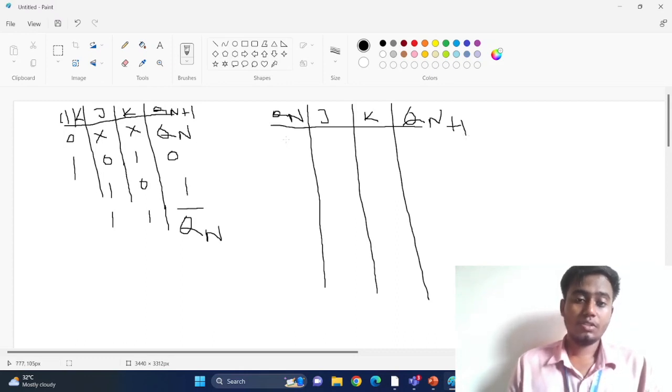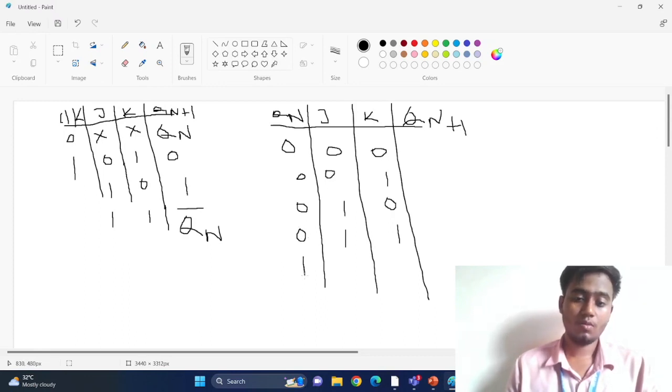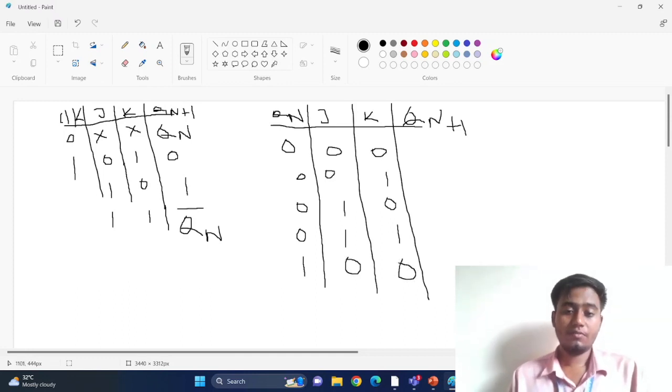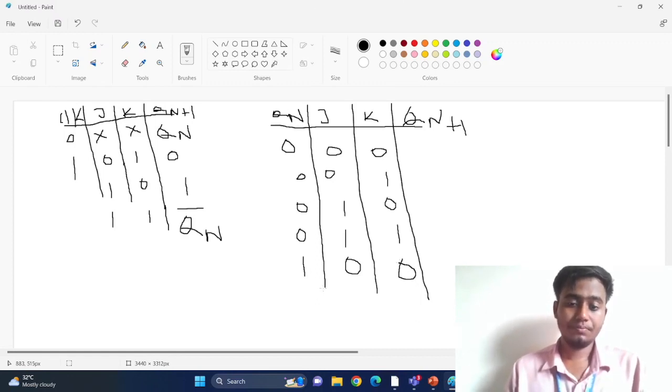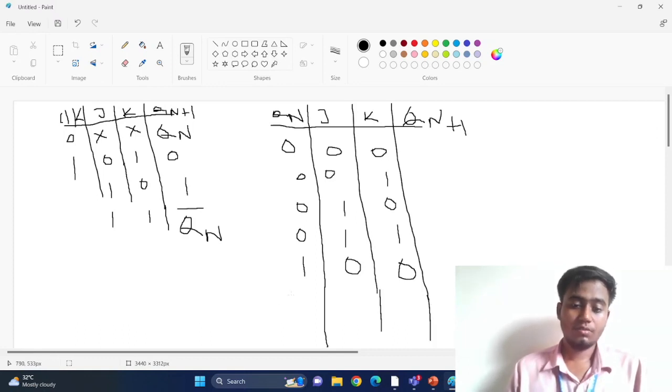Now let's put our values: 0 0 0, 0 0 1, 0 1 0, 0 1 1, 1 0 0. Let's try to understand from these values. Okay, let's fill up the truth table, the characteristic table. Q1 is 1 1 1.